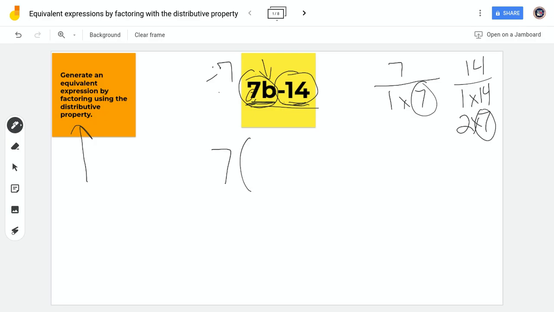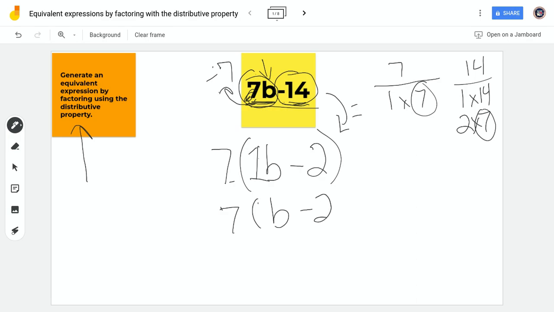Well, 7b divided by 7 gives me 1b. And then here, 14 divided by 7 gives me a 2. So an equivalent expression, these two are equal or equivalent. Now in algebra terms, we don't need to write the coefficient of 1 in front. So I could also write it 7 times b minus 2.